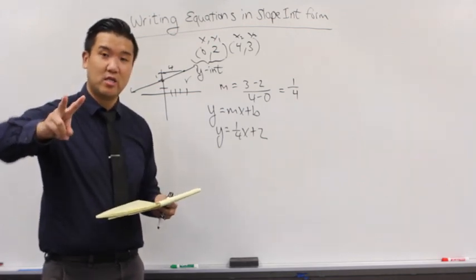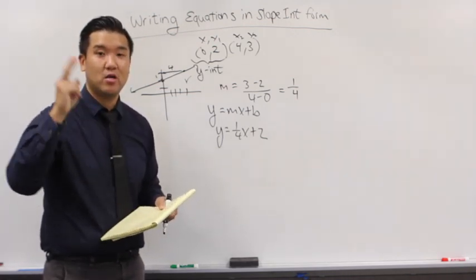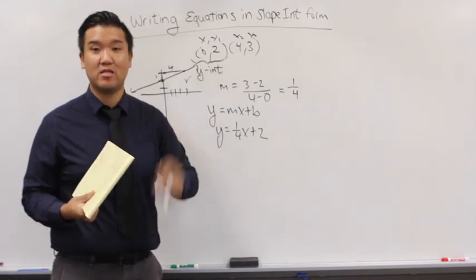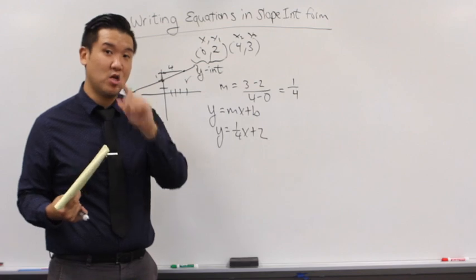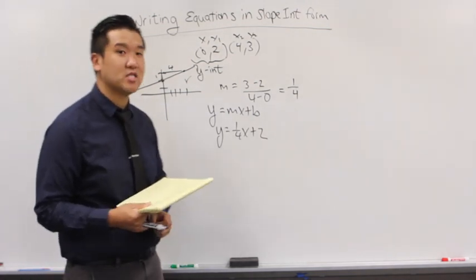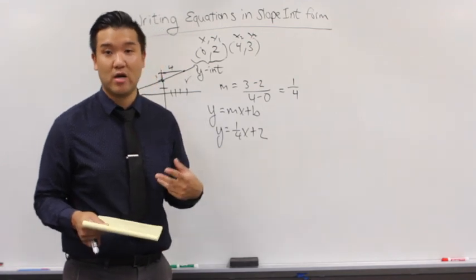Okay, so what are the 2 things we need? Slope, y-intercept. Y-intercept you find by plugging in any point back into the equation once you find the slope. So the first step should always be find the slope. Okay, so that concludes our lesson with writing equations in slope-intercept form. Let's get ready for our 3 problems.